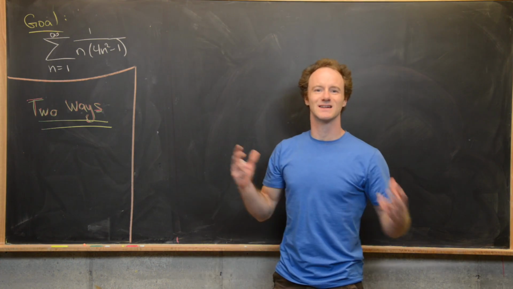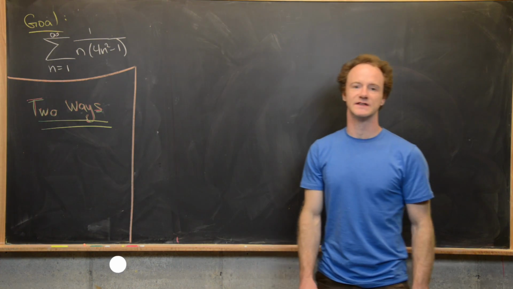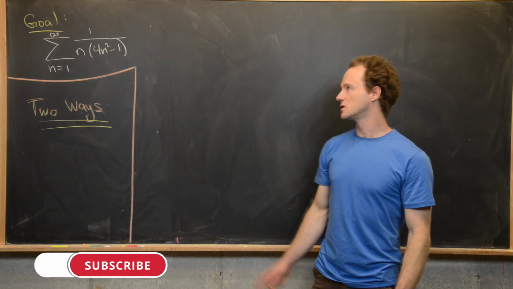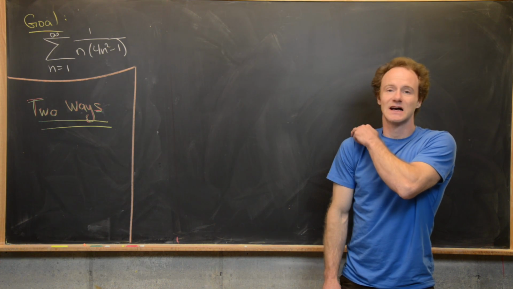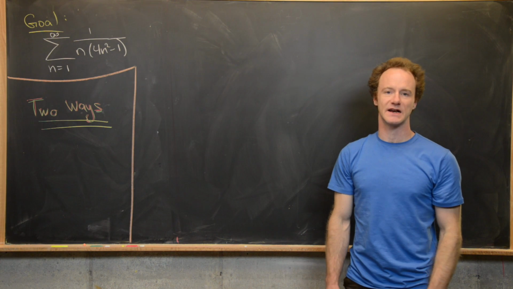Here we're going to do a nice classic find the sum of an infinite series video. So the series we're going to look at is the sum as n goes from 1 to infinity of 1 over n times the quantity 4n squared minus 1.